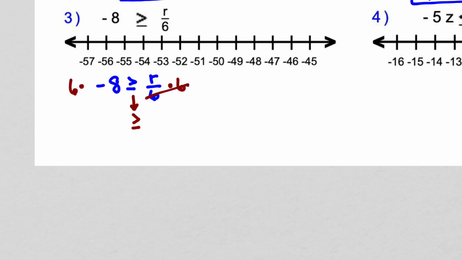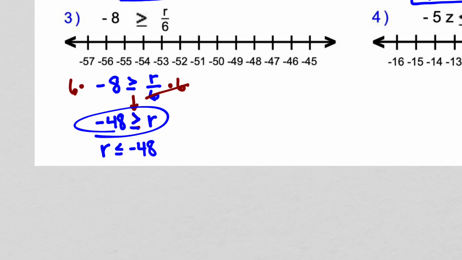So let's see, on the right side, I'm going to have just r. And on the left side, negative 8 times positive 6 is negative 48. Okay, so I know that that's my solution, but I'm going to rewrite it. And let's see, it's pointing toward the r, so I'm going to keep it pointing toward the r. Negative 48. So I'm going to find that focus number, which is negative 48. And r is less than that number, so I'm going to shade everything that has a less value over here.